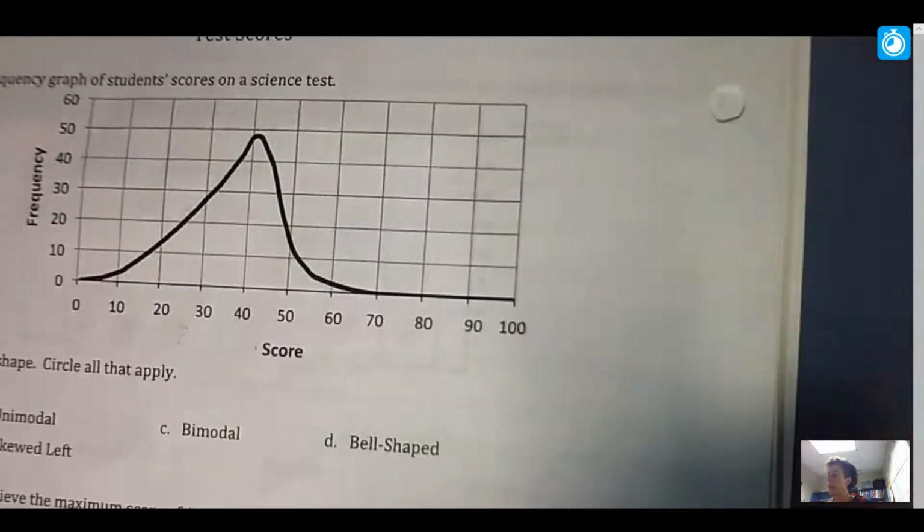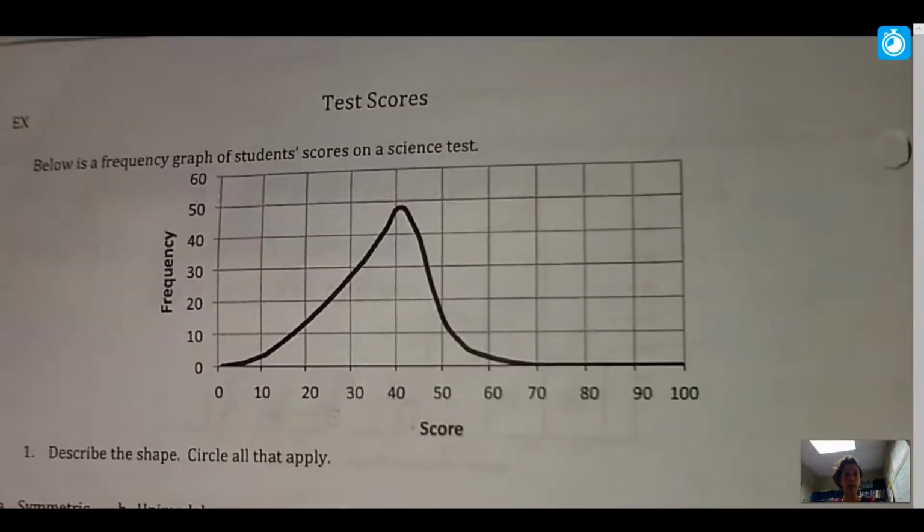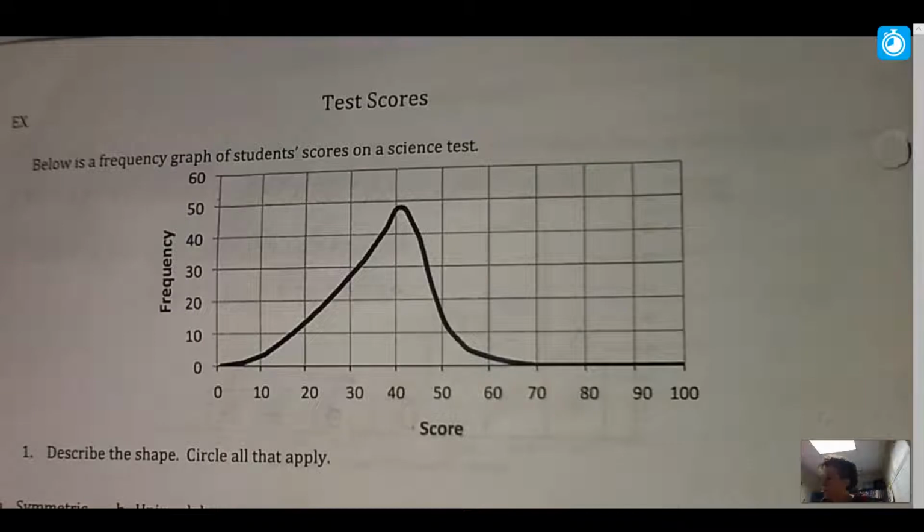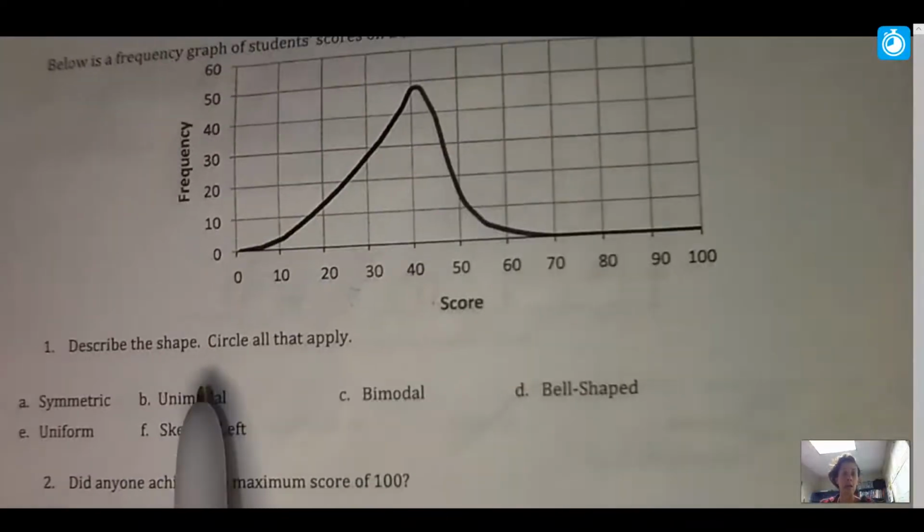Let's jump to page 30. We'll see how many of these I can get through before the bell rings. So let's look at test scores. So we've already seen this graph before. We're just going to ask a few more questions about it now. So now here we're going to describe the shape.